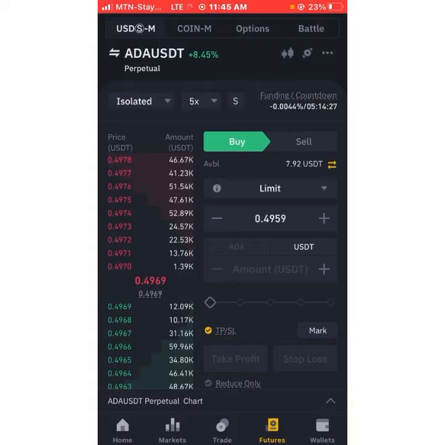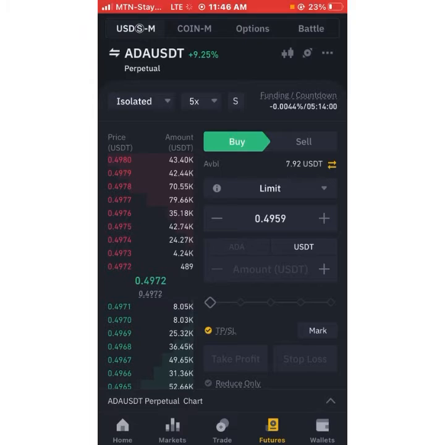So now let's go down. If you go down after limit, you see plus and minus, you see the current market price. This is the current market price right now, 0.4959. Then you look below it, you will see ADA is faint. Then beside the ADA you see USDD. Then below that you see amount USDD.